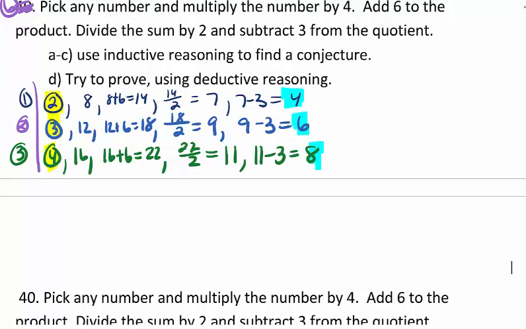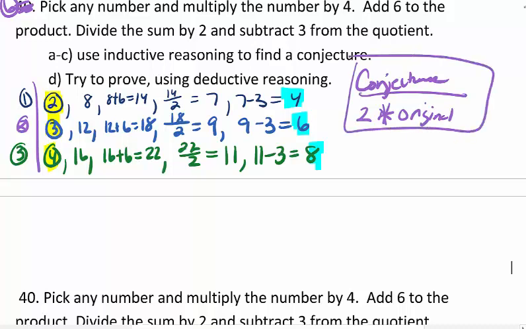Now, again, if we started off with 2, it could have been 2 squared, but 3 squared is 9, so that doesn't work. So my conjecture here, and I said 3 examples, but you can do more than 3. Some of y'all will need to do more than 3. It will be 2 times the original number. That is what I think is going to happen using inductive reasoning.